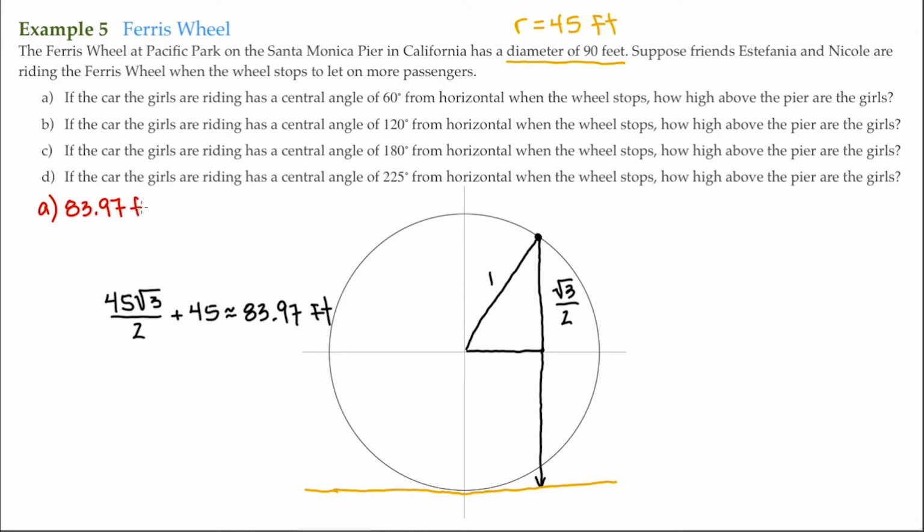And that's the whole point. A lot of these visuals we can see. To try to verbally explain that to you, it's going to be difficult, but hopefully you can visualize it. This is our Ferris wheel. Here is the girl's car, and then we want to know how high they are above the pier at that time.